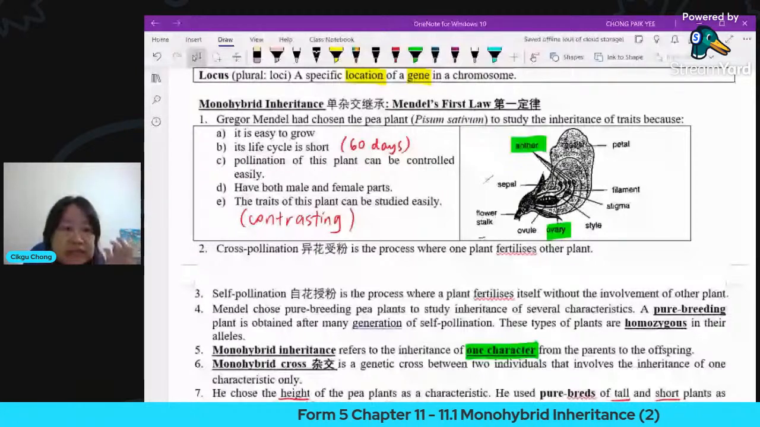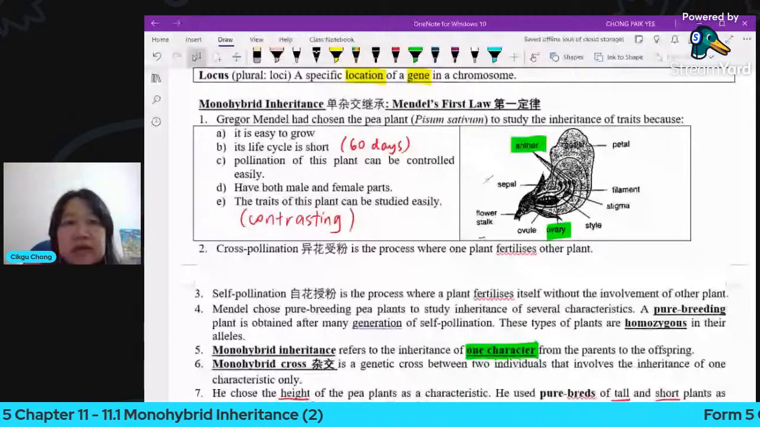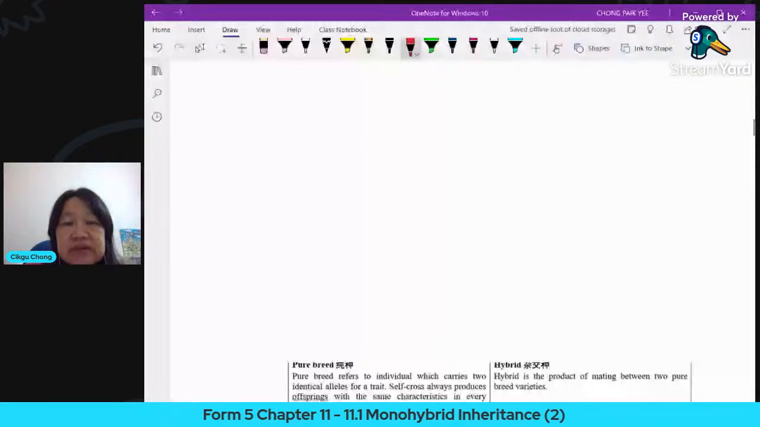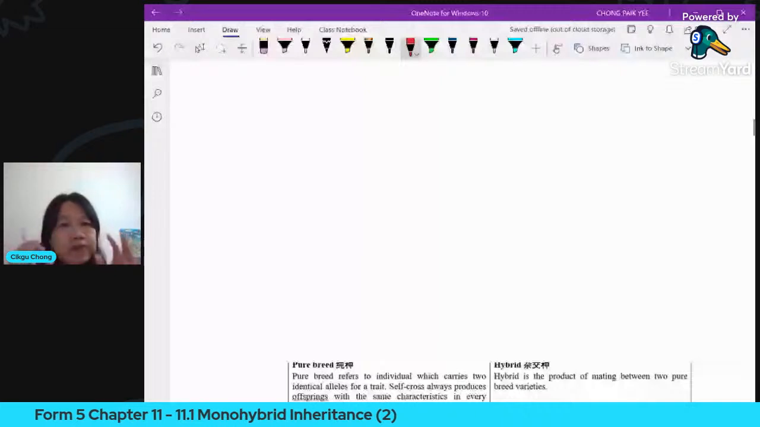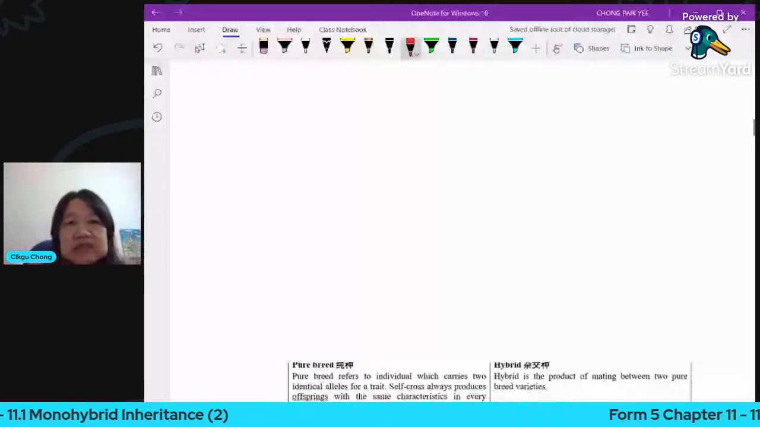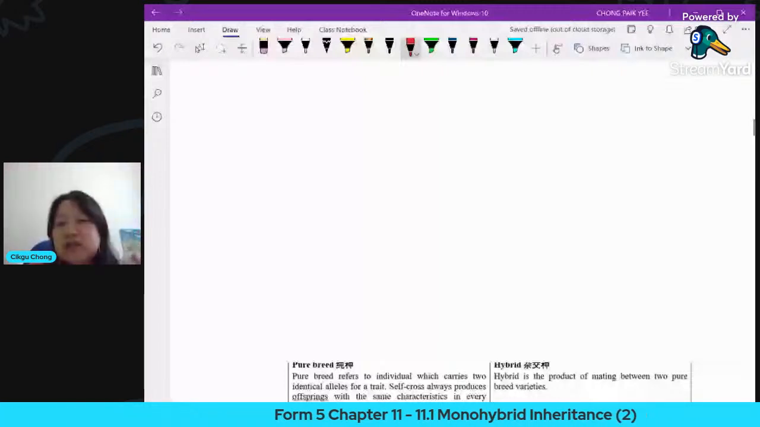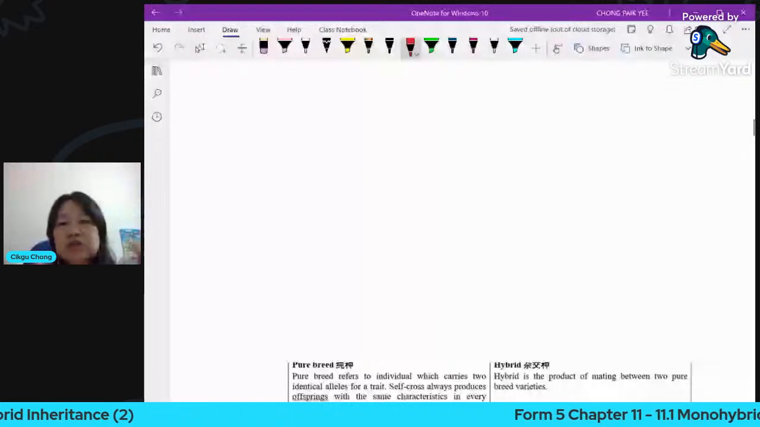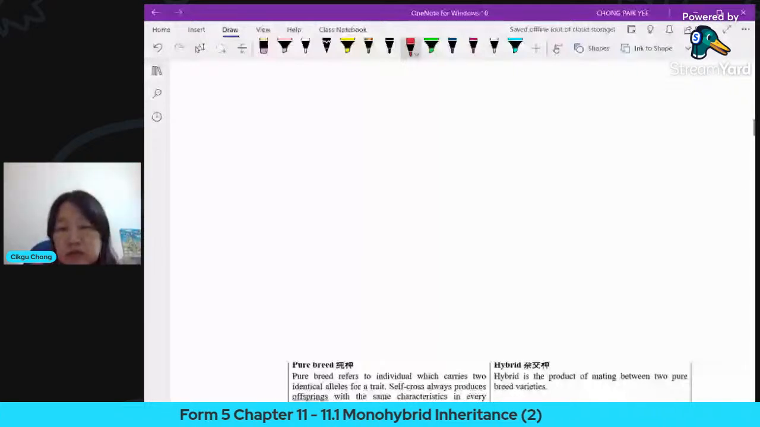Okay, so there are 7 traits that Gregor Mendel investigated, and I show you these 7 characteristics here. Seed shape, whether smooth or wrinkled, so it's very distinct. The difference is very, very clear. Seed color is either yellow or green. There are no other types. The pod shape is either inflated or constricted. Inflated means it's like blown up, like a balloon, right? And then the constricted is like shrunken. Pod color is either green or yellow. It's also very clear. Flower color is purple or white.